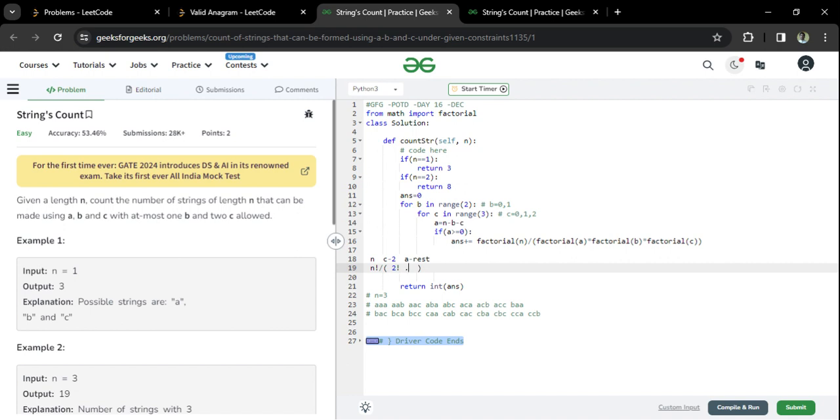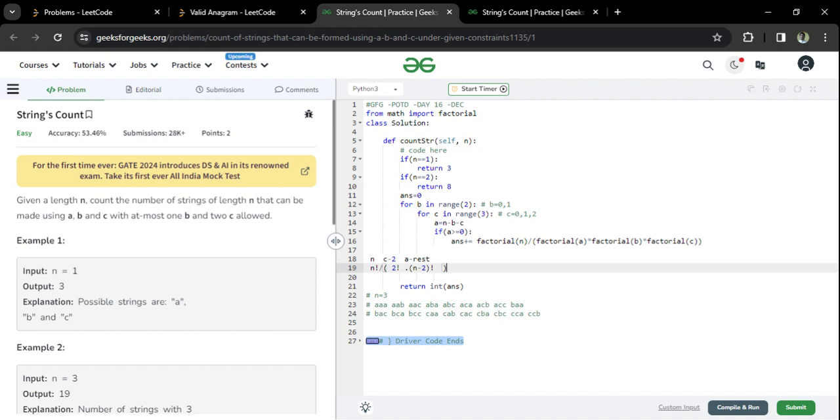So we need to do n minus 2 factorial. What it means is c is repeating two times, so we have kept 2 factorial in the denominator. A is repeating n minus 2 times, because after the c's, the rest are all a. So n minus 2 factorial. This n factorial divided by 2 factorial into n minus 2 factorial is going to give you the number of ways in which I can arrange the string of length n.